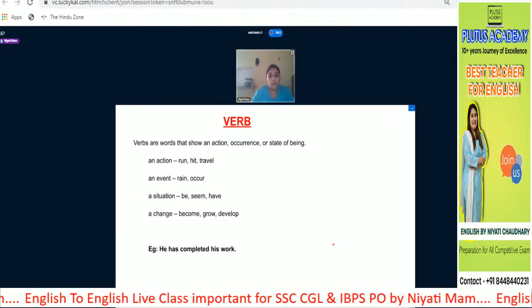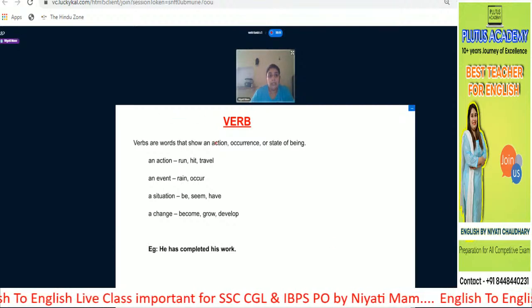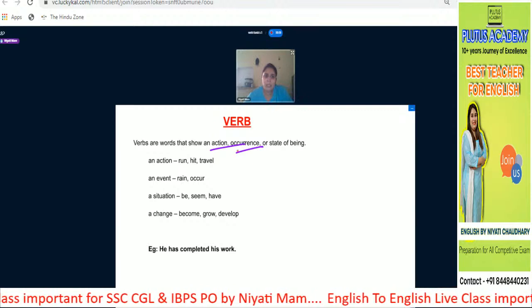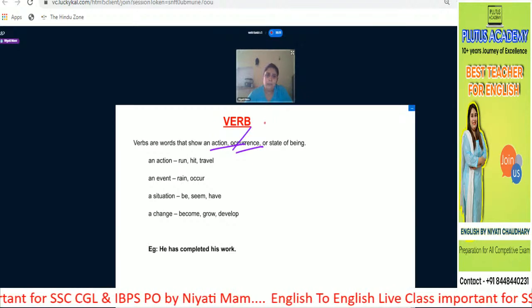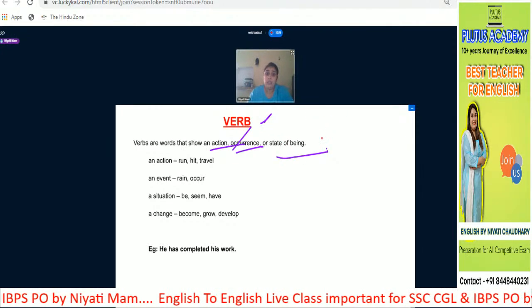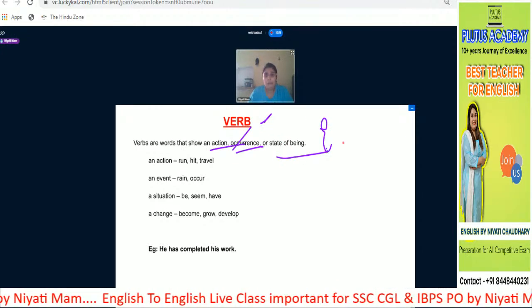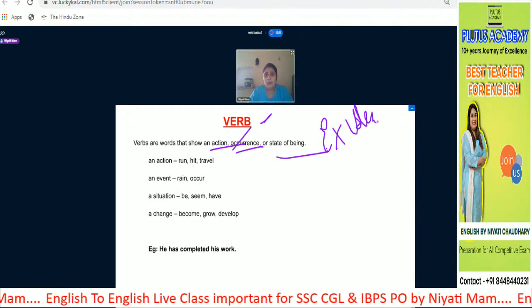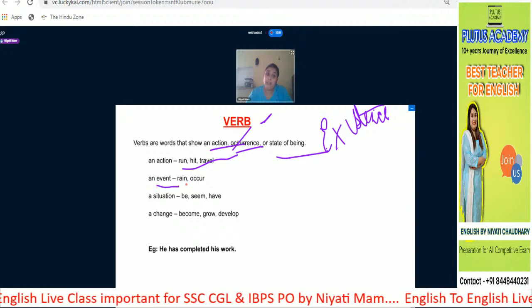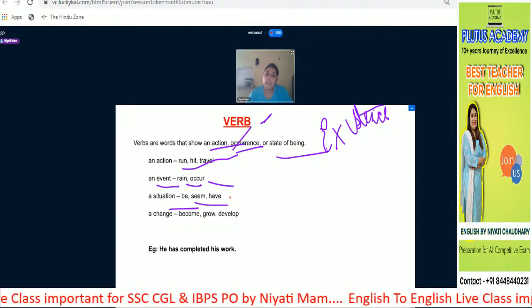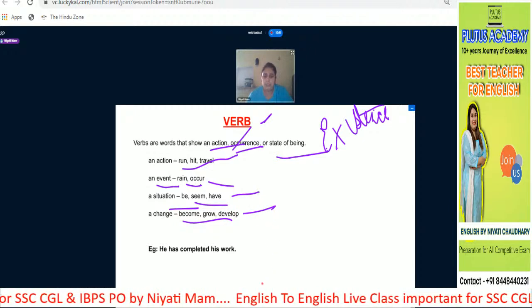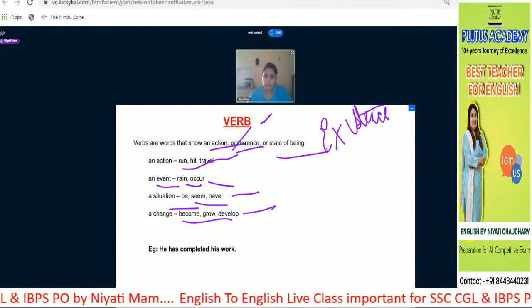Verbs are words that show an action, occurrence, or state of being. Occurrence, state of being, and existence are all the same words. Action: run, hit, travel. Event: rain, occur. Situation: be, seen, have, become, grow, develop. Become, grow, develop also come in the action. He has completed his work.